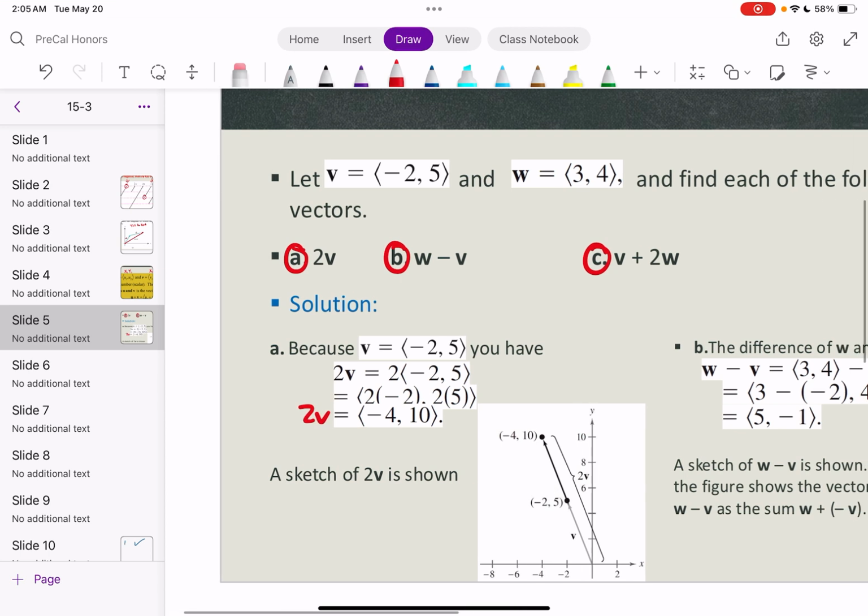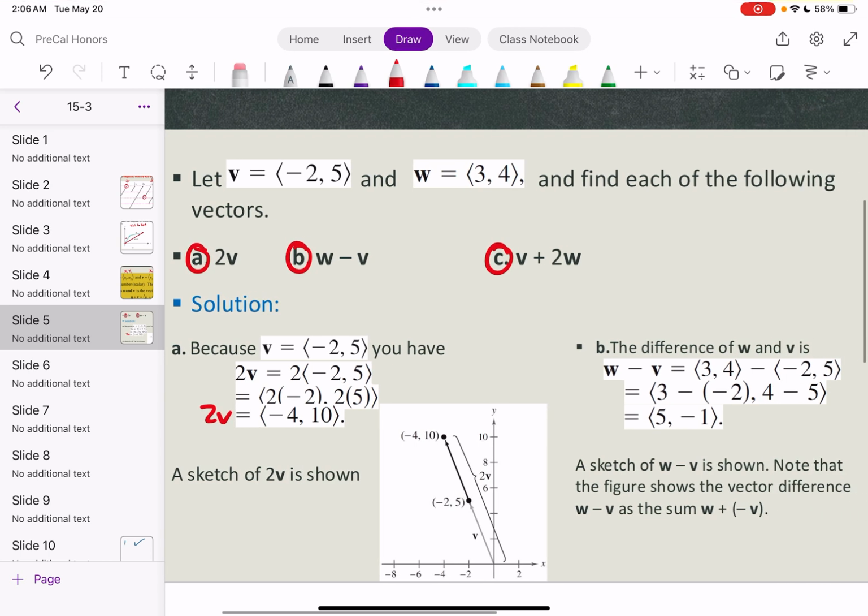As we take a look at our second problem, we have w minus v. Now, keeping the order of a problem, especially with subtraction, is extremely important. In this case, our first vector would be 3, 4, and we are subtracting -2, 5. The same process would be done. We grab our first number, which would be 3.